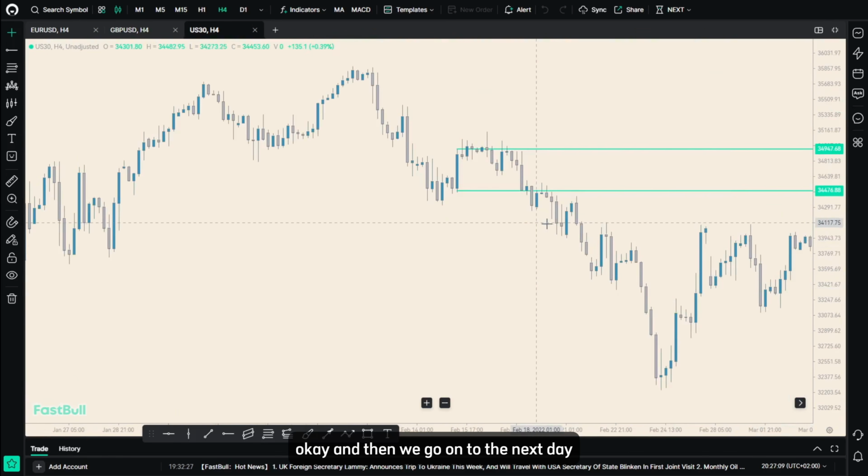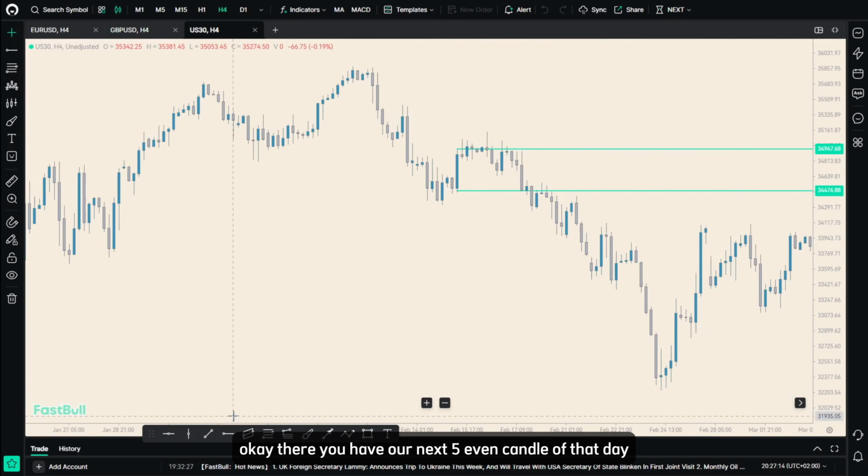And then we go on to the next day, looking once again for the 5 a.m. candle. Okay, there we have our next 5 a.m. candle of that day.